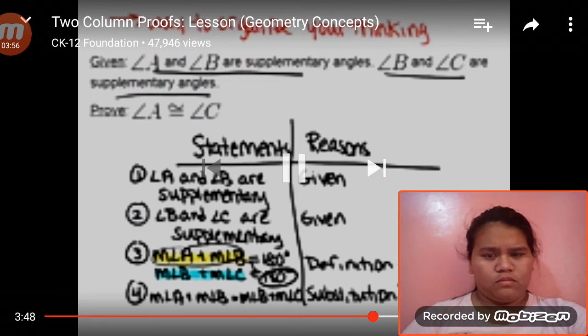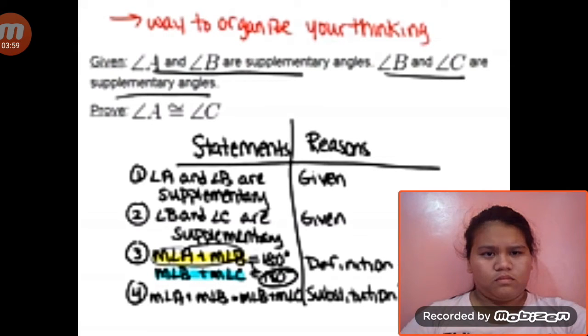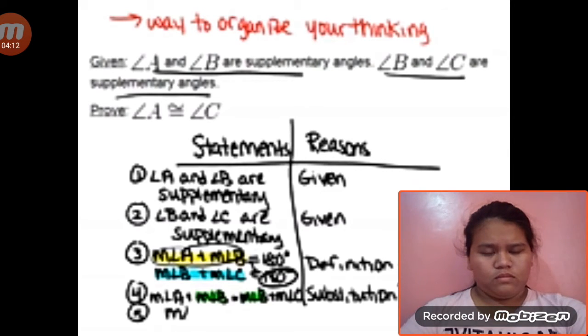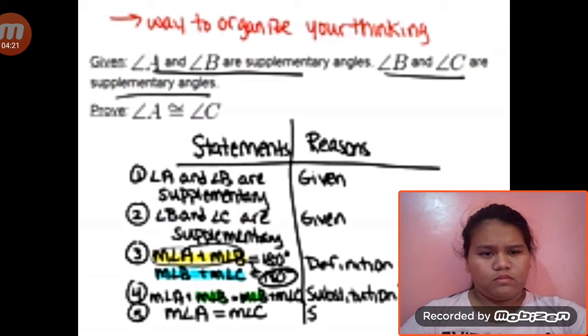Now the next thing I can do, because I have a measure of angle B on both sides, is subtract the measure of angle B from both sides in order to get one more statement, which is that the measure of angle A has to equal the measure of angle C. That's what you get when you subtract the measure of angle B from both sides. So that's the subtraction property of equality. Now, I'm almost there.